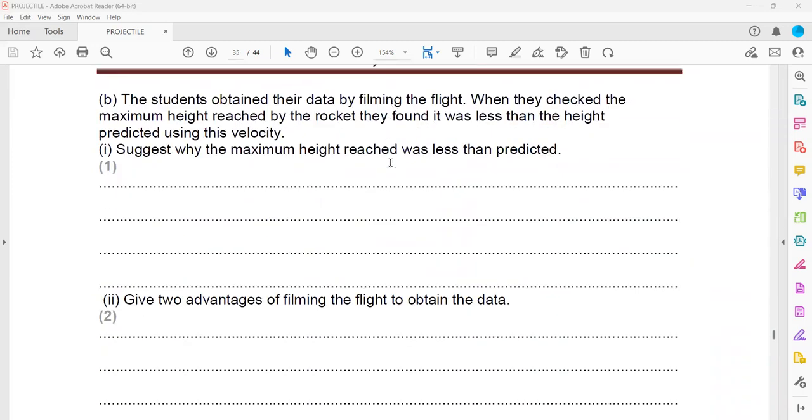The students obtained their data by filming the flight. When they checked, the maximum height reached by the rocket was found to be less than predicted. Suggest why. What might be the possible reasons? Technically there is air resistance. We assume air resistance is negligible, but it is there. Air resistance opposes the motion of the rocket as it is going up, so energy will be lost or dissipated. That's why it will not reach the height we calculated, or it will be lower than that.